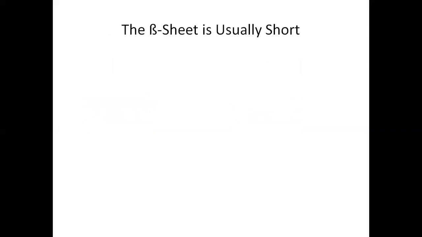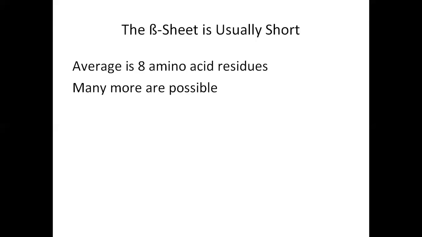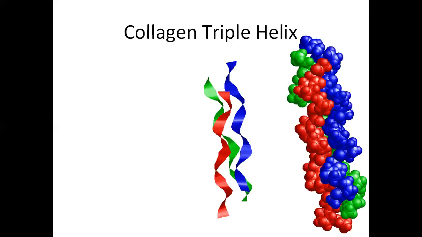One more fact about the beta sheet is that Mother Nature has decided that short beta sheets are better than long beta sheets. And the average, if we examine all known proteins, is 8 amino acid residues. The third secondary structure is the collagen triple helix, which I have shown in both ribbon and space-filling forms on this slide.